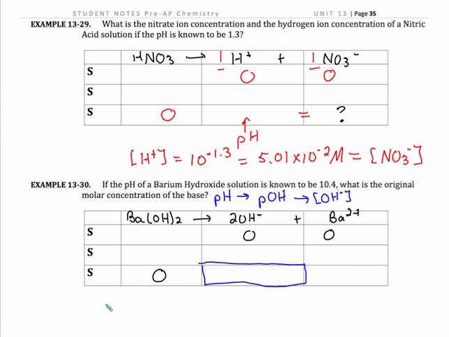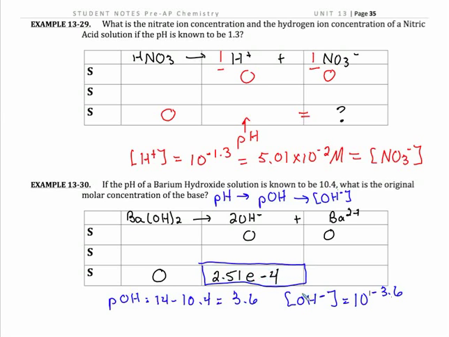Okay, so if pH is 10.4, pOH is equal to 14 minus 10.4, and that is equal to 3.6. Therefore, my concentration of OH minus is equal to 10 to the minus 3.6. And that value goes in right here. It's 2.51 times 10 to the minus 4th. Okay? Now, you can use just simple dimensional analysis, or you can continue to fill in your grid.